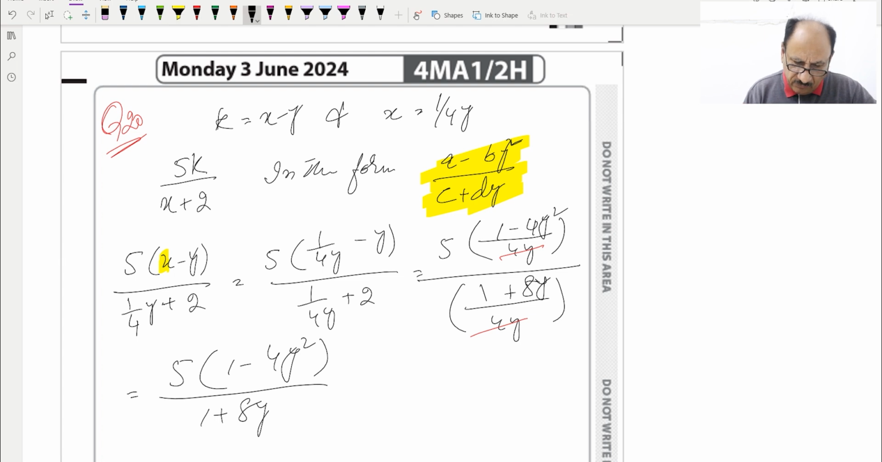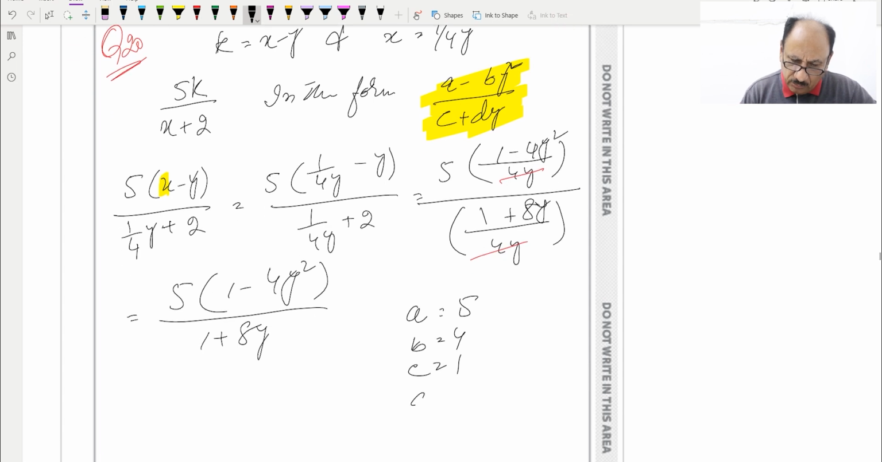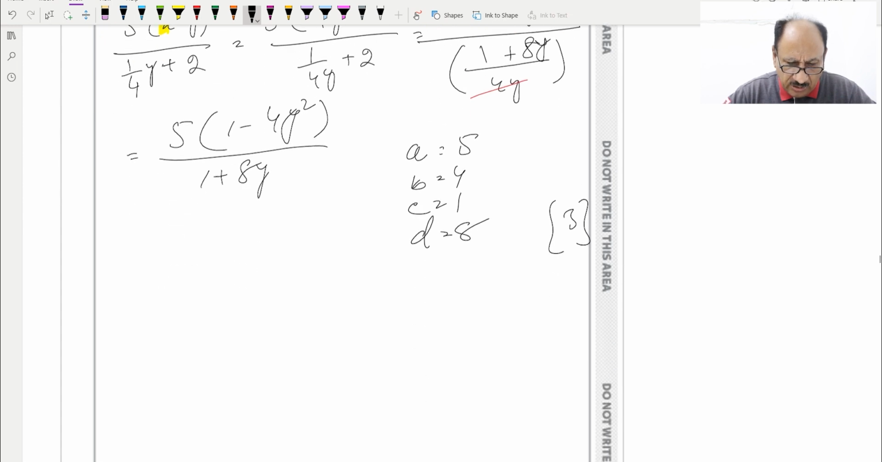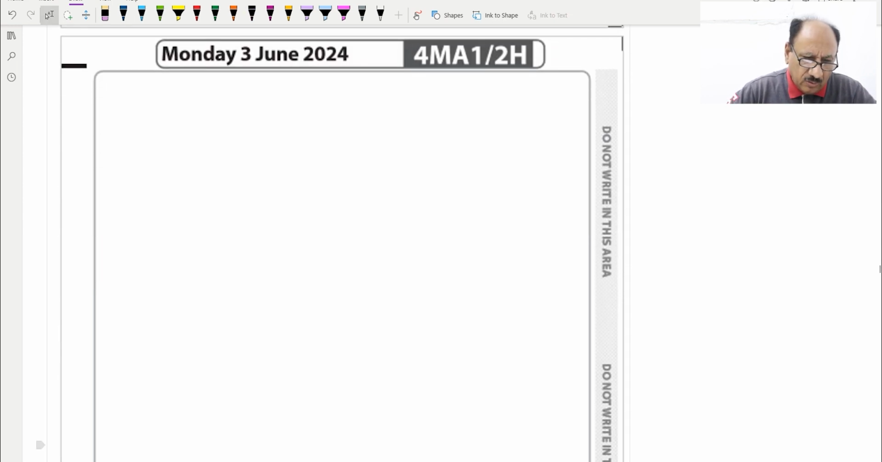Now we can compare this with the given expression: a is equal to 5, b is equal to 4, c is equal to 1, and lastly d is equal to 8. So this is basically a 3 marks question which we have done. Now question number 21, we can solve question 21.